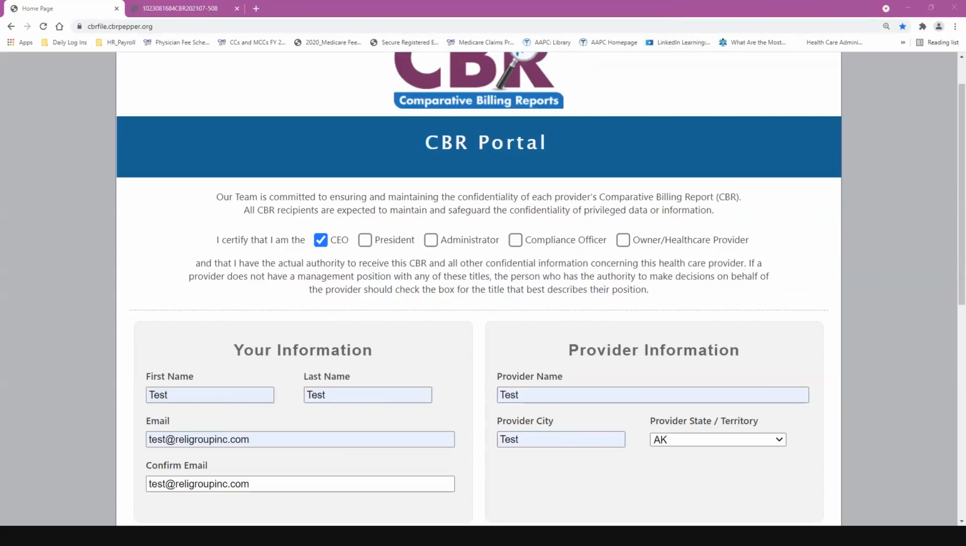First, we'll indicate the role that we play within the healthcare organization for the physician or physicians who received a CBR. I'm going to indicate that I am the CEO of the organization, and by doing so, I am indicating that I have the authority to receive the CBR information and that I understand that I am authorized to view this confidential information.